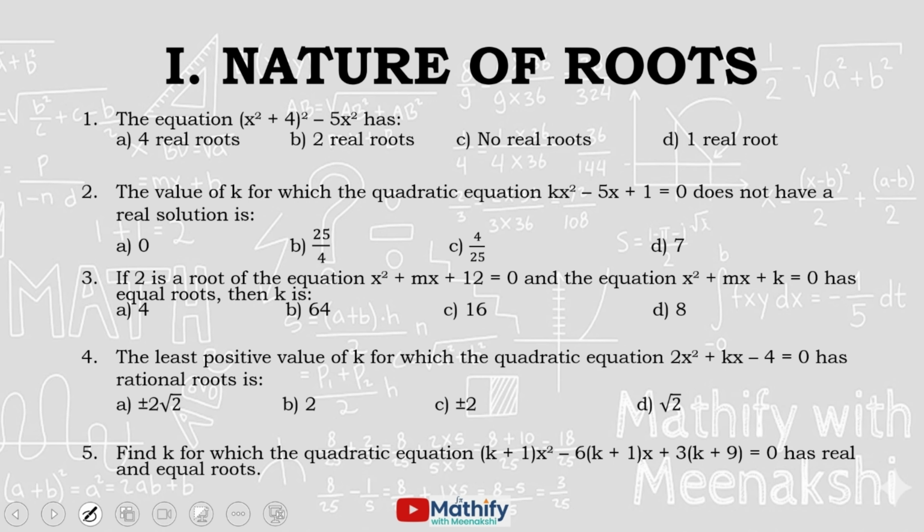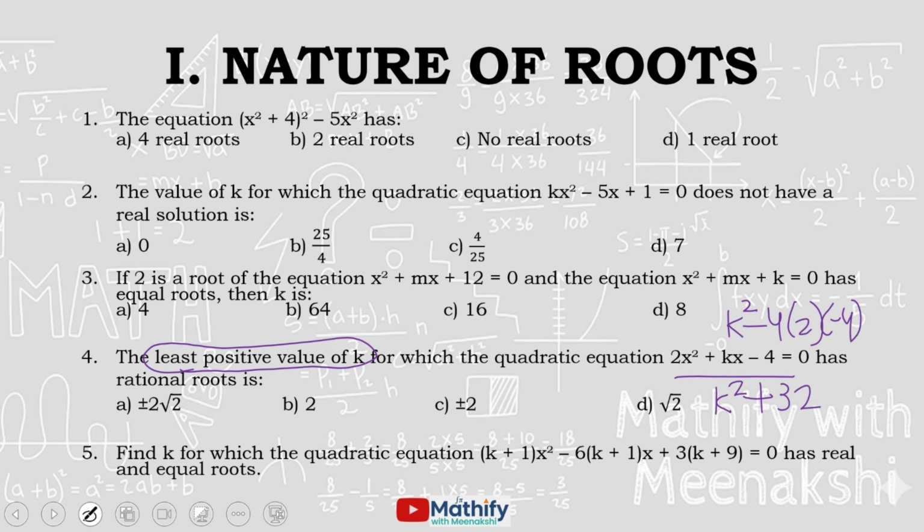The least positive value of k. You have to see this carefully, least and positive value of k for which the given equation has rational roots. As I told you, rational roots means your discriminant should be a perfect square. So let's find the discriminant first. B square minus 4ac. So what is b? K. K square minus 4 into a into c should be a perfect square. So let's find the value of this first. Minus minus is plus. 4 into 4, 16, into 2, 32. It should be a perfect square.